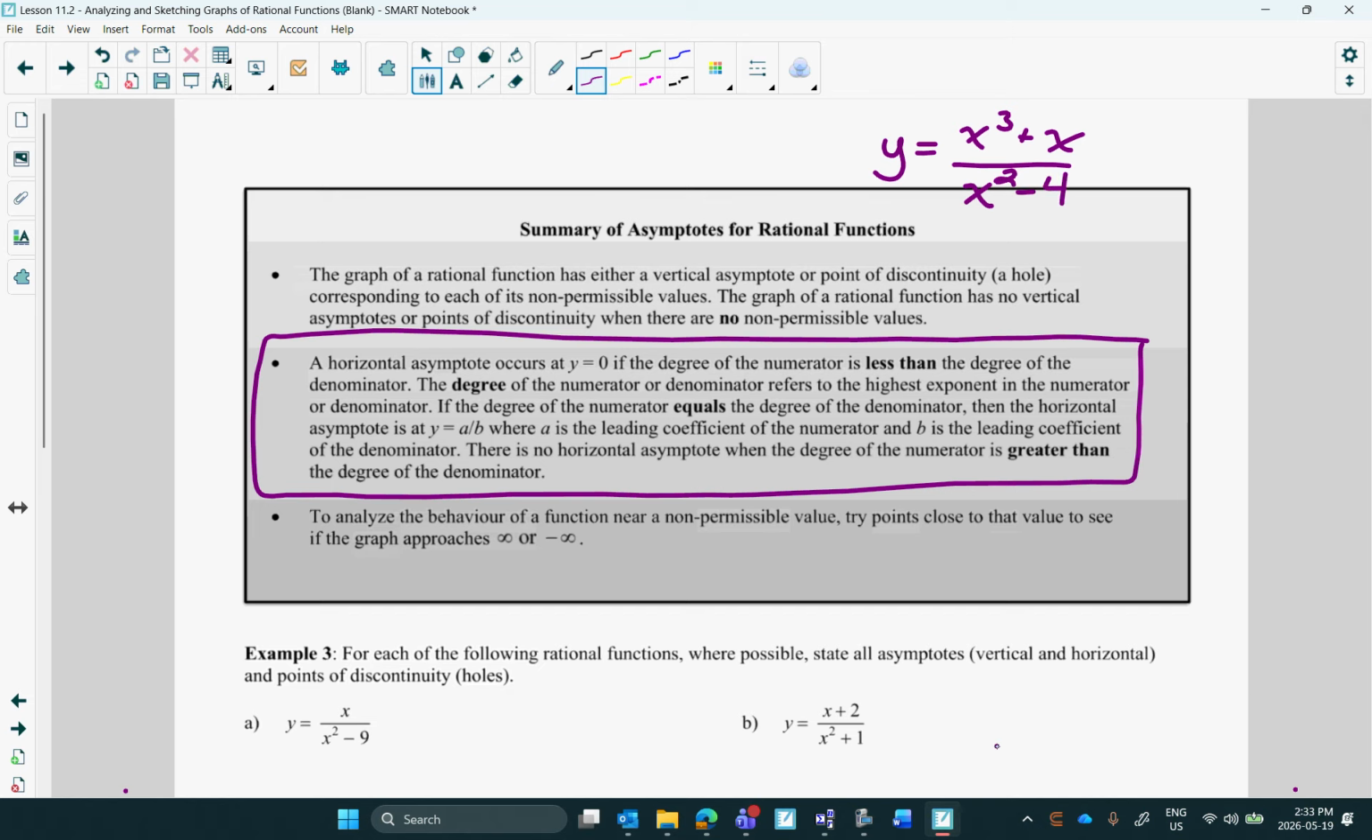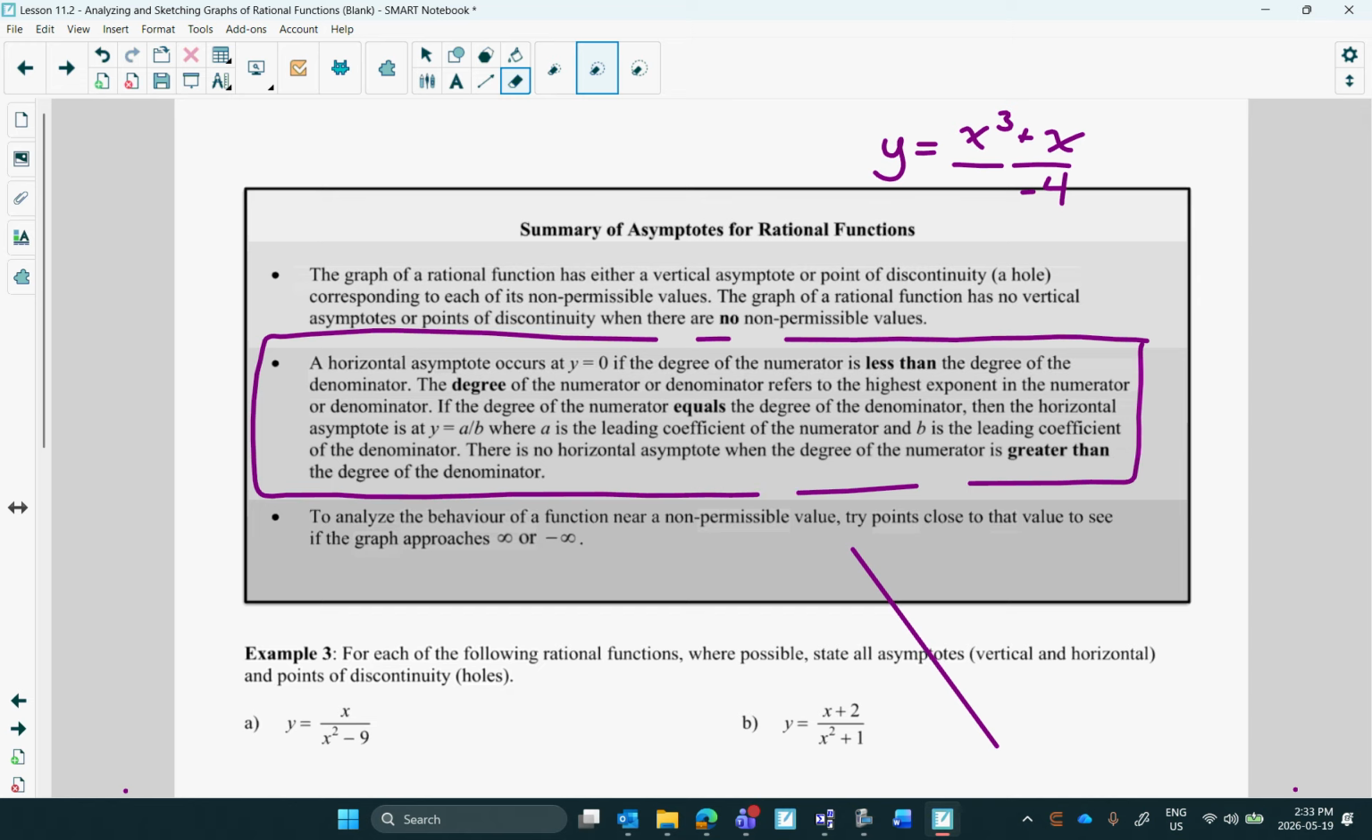What is the degree of the numerator? 4. The highest exponent, 3. What is the degree of the denominator? 2. Okay. What is the degree of the denominator? Nothing. 0. Good.